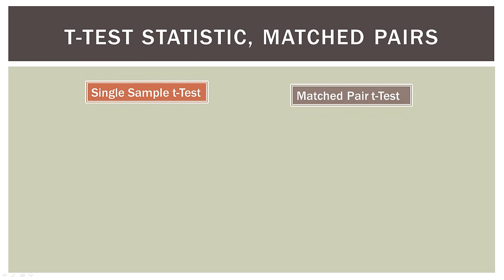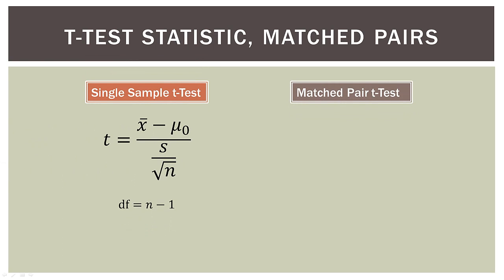So what about the actual test statistic for matched pairs? This is our formula for the single sample t-test. Remember, we have x bar, which is our sample mean, minus our hypothesized mean, which is usually 0, but not always, divided by the standard error, which, if you remember from the previous slide, was S divided by the square root of n.